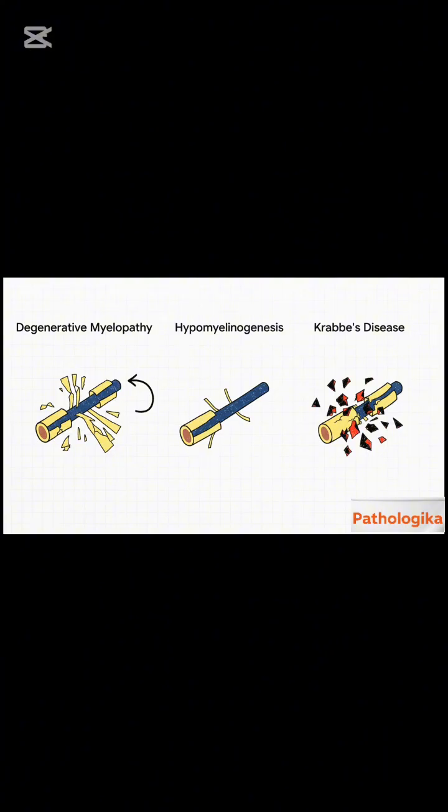You can kind of group them into a few buckets. Some, like degenerative myelopathy, are about the progressive breakdown of myelin that used to be perfectly healthy. Others are congenital, like hypomyelinogenesis, where the myelin just fails to form properly right from the start. And then you have others, like Krabbe disease, that are caused by metabolic problems that actively destroy the myelin.